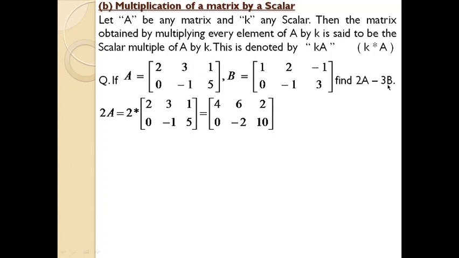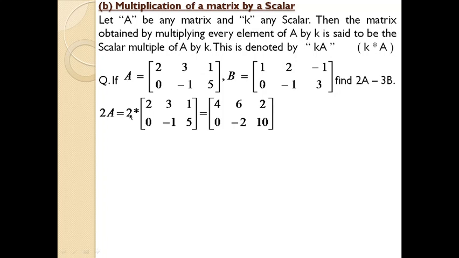Earlier you learned how to find subtraction, and we have dealt with a similar case like A minus B, but this is the situation of 2A minus 3B. So to find 2A minus 3B, first you need to find 2A. 2A is the concept of multiplication of a matrix by a scalar.